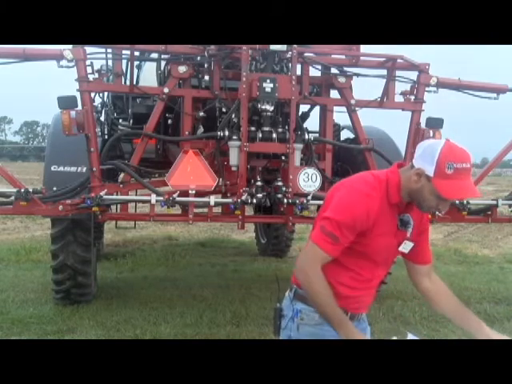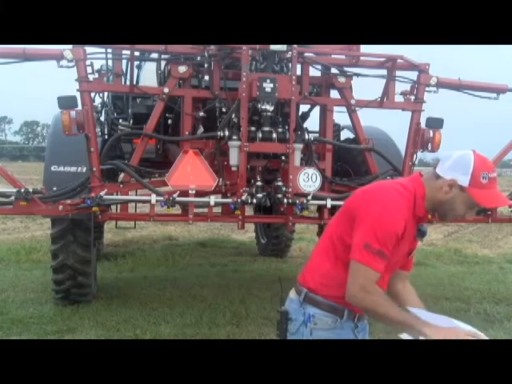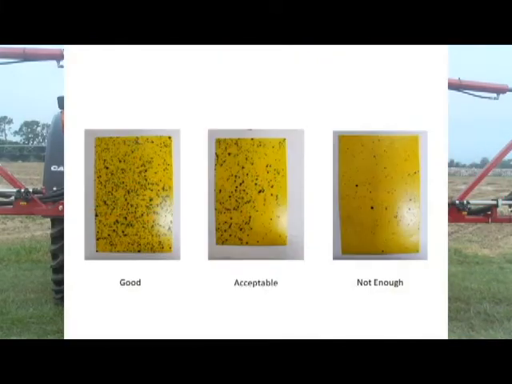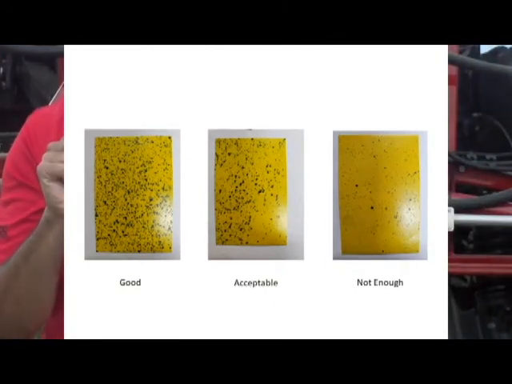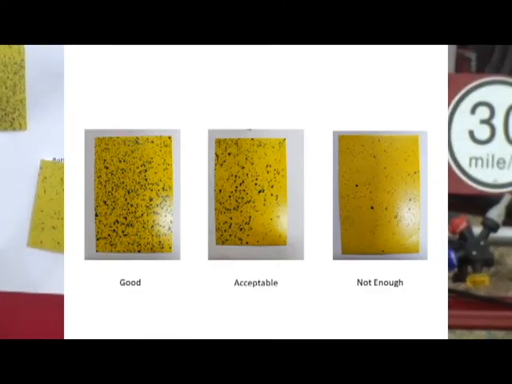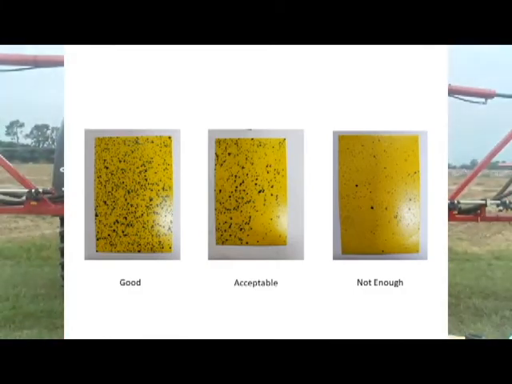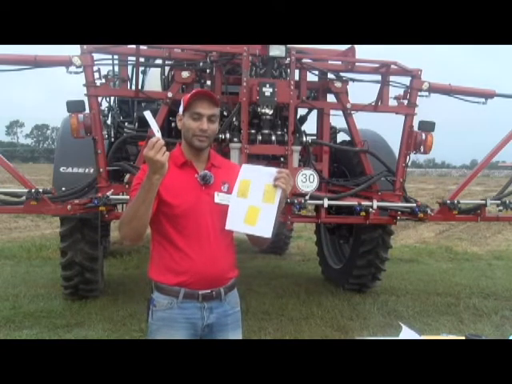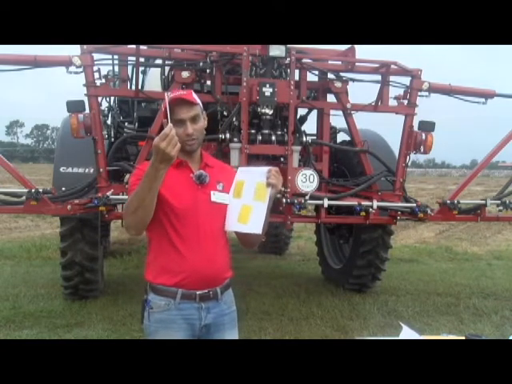I have some cards from our spray test here where we collected the coverage data, and you can see how much that coverage can vary, like when we're doing either a fungicide or insecticide application, even on the same plant. So this is the top, middle, and bottom, and you can definitely see the difference between the top and the bottom, or the middle and the bottom.